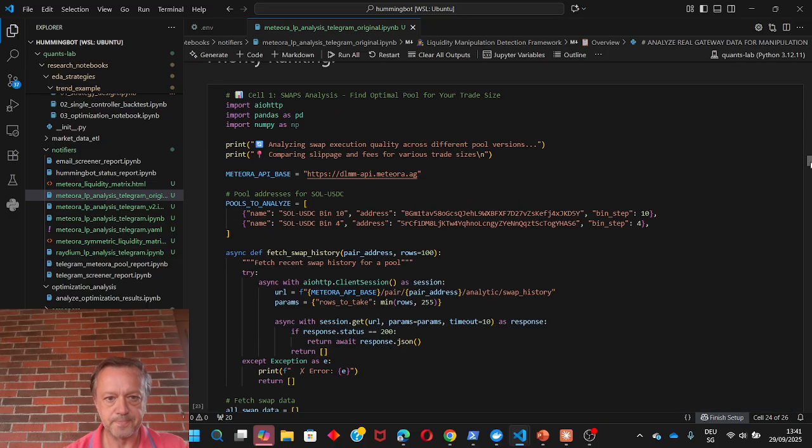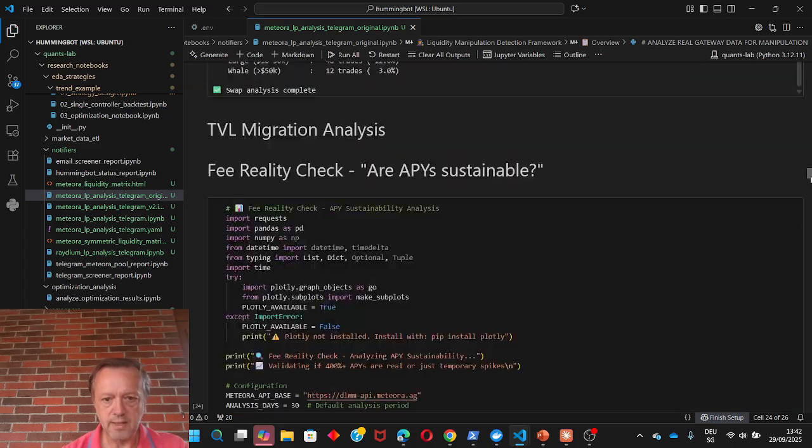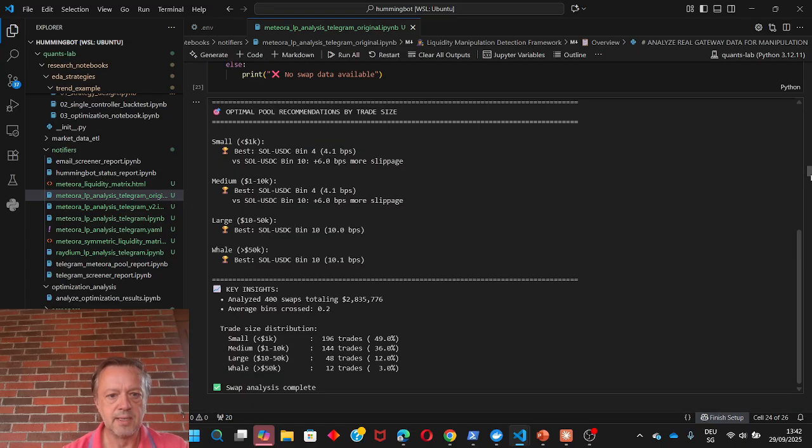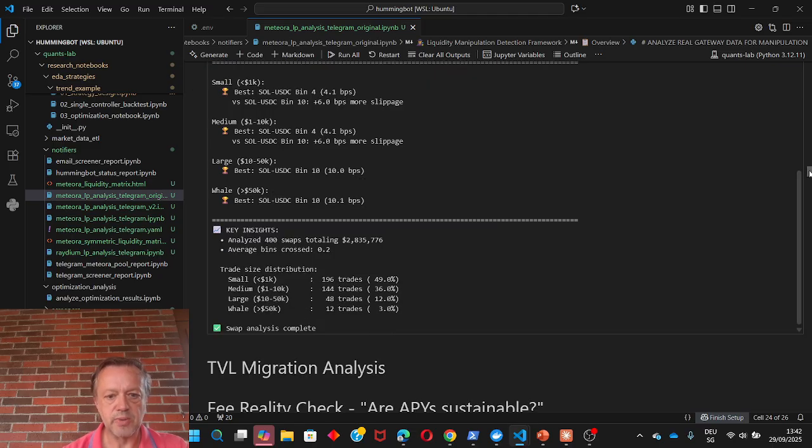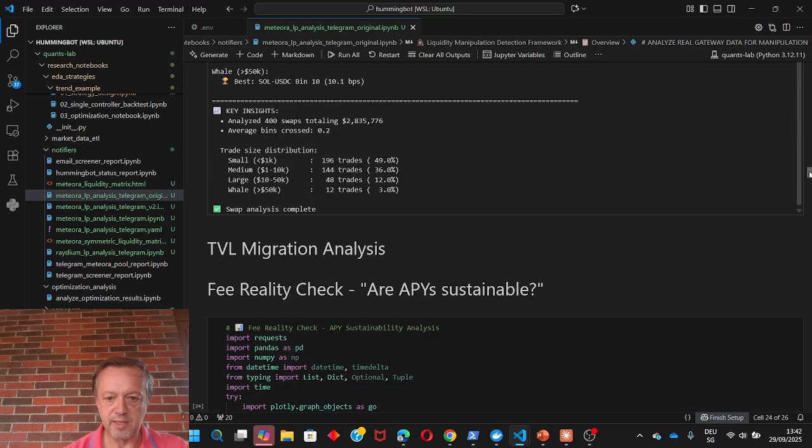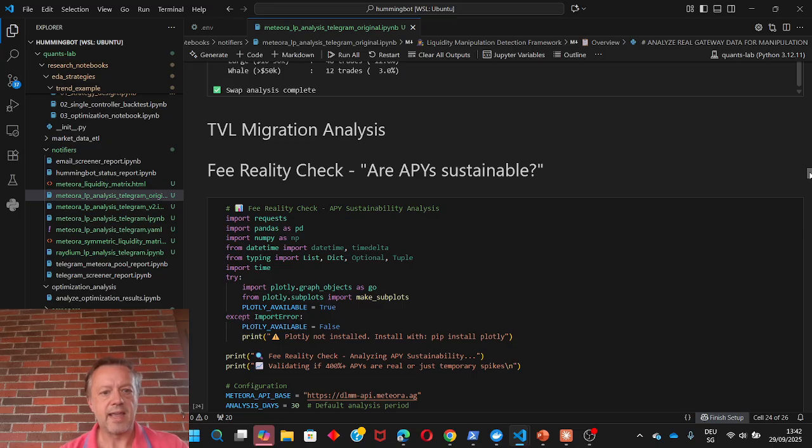This part is about swap analysis, and here it is about finding the optimal pool for your trade size. The output of this snippet is going to show what are the best pools given a certain size. And it is also going to show what would be the impact in terms of slippage trading across these specific liquidity pools.